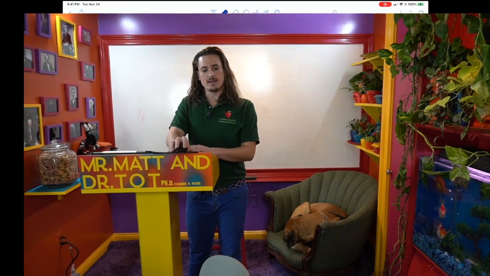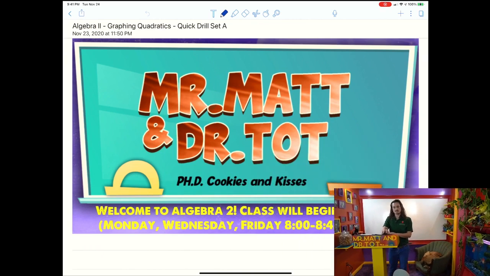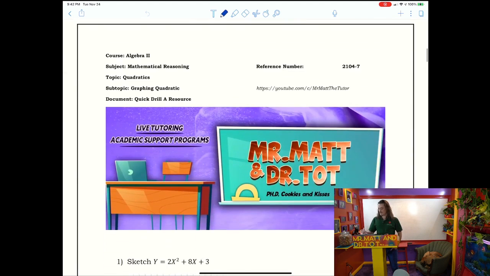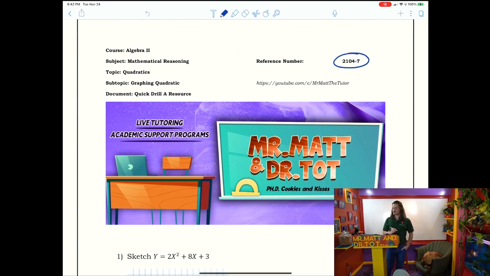This drill set is a little bit different than our regular live sessions. I'm not going to give you any time in the actual recording to solve. I want you to pause the recording, attempt the problem, and then watch the solution afterwards. So let's look at the first problem. Actually, for your reference, these documents are linked in the description below this video. Make sure that you're looking at document 2104-7. That's the reference number to make sure that you have the exact right document.